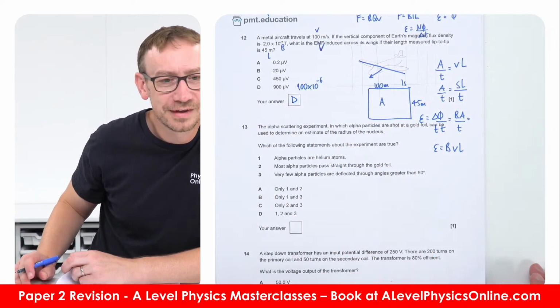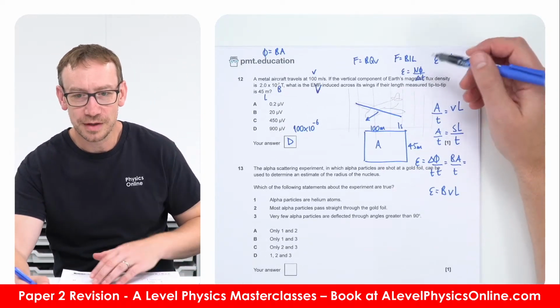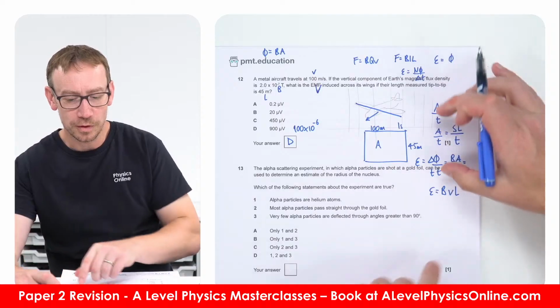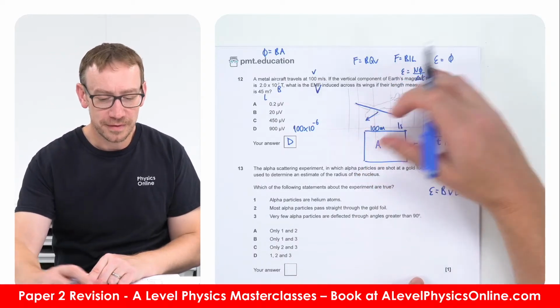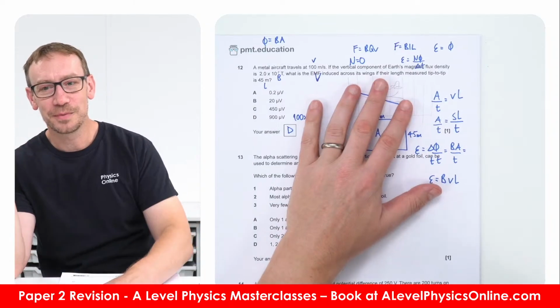Does that make sense? You don't need the number of turns in this case because it's going to be like one thing. It's like one piece of wire moving through the field. So effectively N is going to be 0. I apologise for my messy nature of this.